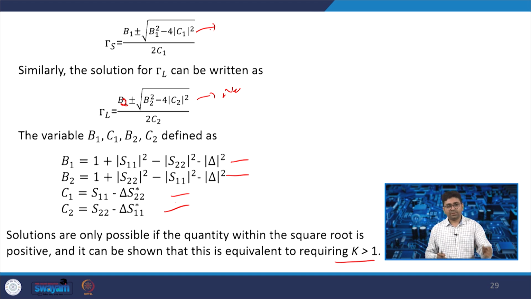So, in the previous case, we directly considered gamma s equal to S11 conjugate and gamma l equal to S22 conjugate, but that was a unilateral case, and this is a bilateral case. In the bilateral case, you cannot ignore S12, so S12 is not equal to 0. Always keep in mind, this equation is valid for a bilateral, and it can be used for unilateral also, but when you have a unilateral, you should use S12 equal to 0.